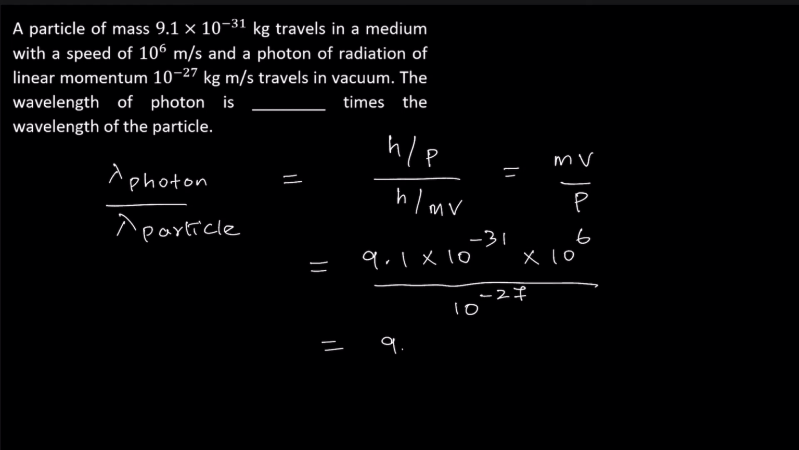Okay, so what do we have here? I think the numbers are nice. So in the numerator we have minus 31 plus 6, so that would be minus 25. If the powers of 10 go upstairs, minus 25 plus 27, that's 10 to the power 2, so that is 910. Okay, so the wavelength of the photon is 900 times the wavelength of the particle.